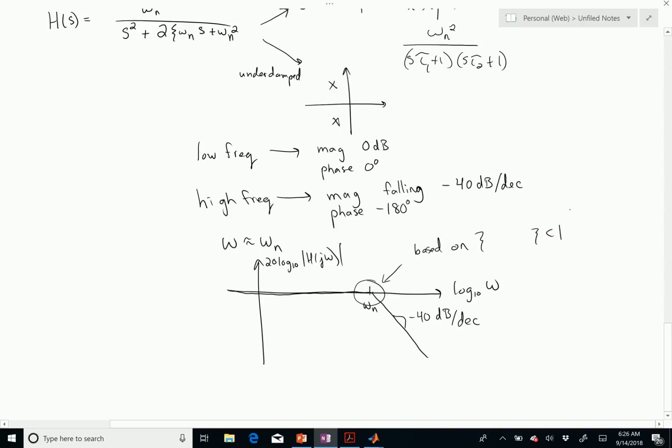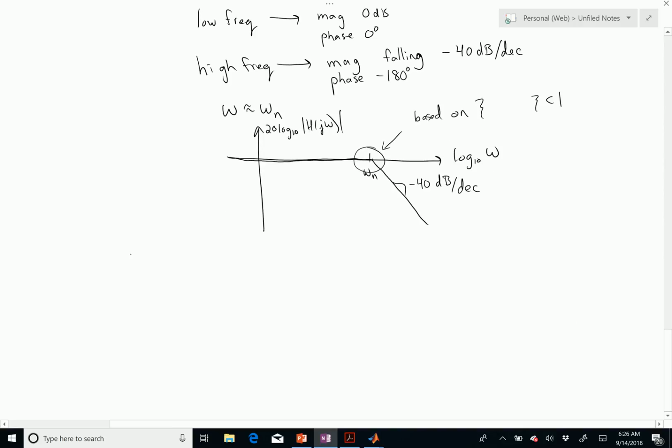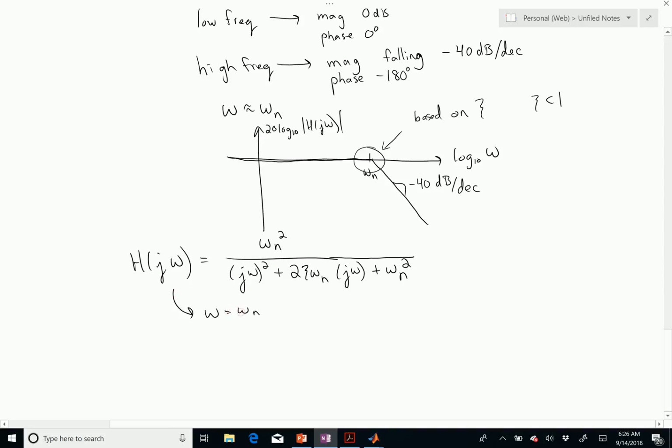To really understand that, the simplest thing to do is to go back to H of j omega, which is omega n squared over j omega squared plus 2 zeta omega n times j omega plus omega n squared. Now let's evaluate this at omega equal to omega n. Let's find out what happens exactly at that frequency.